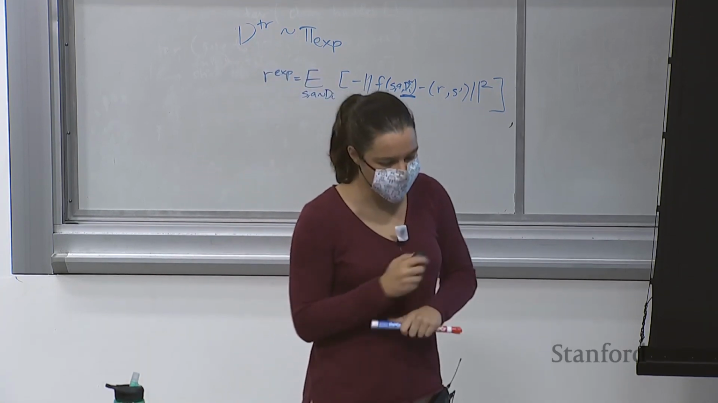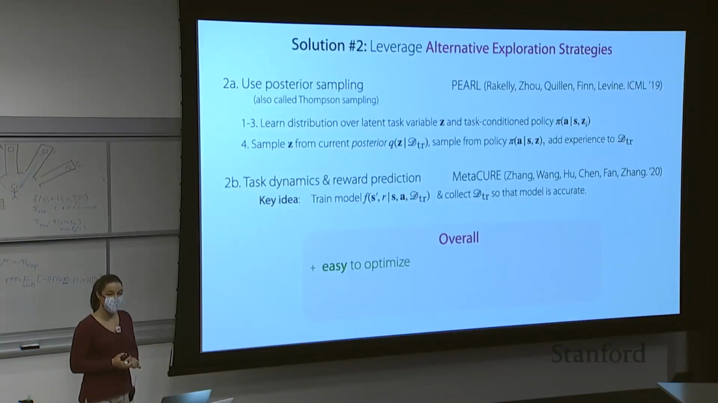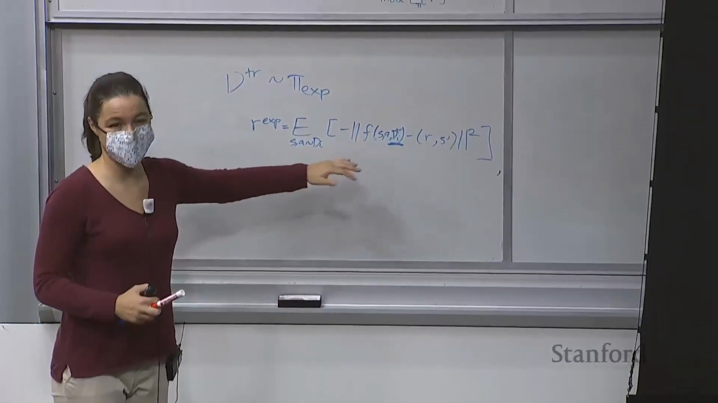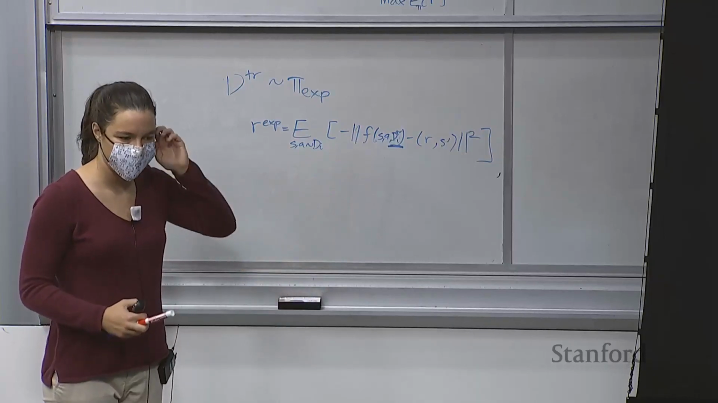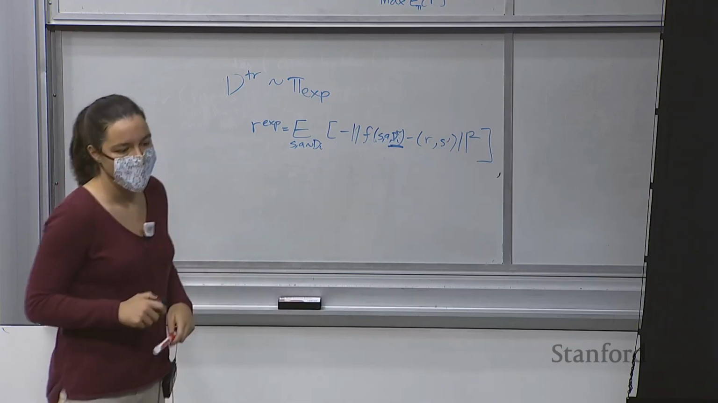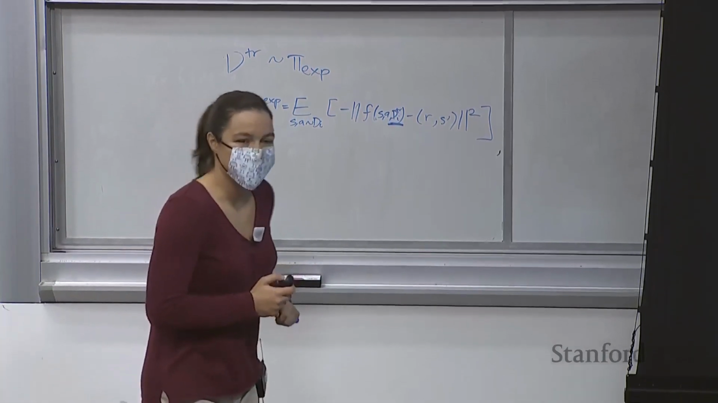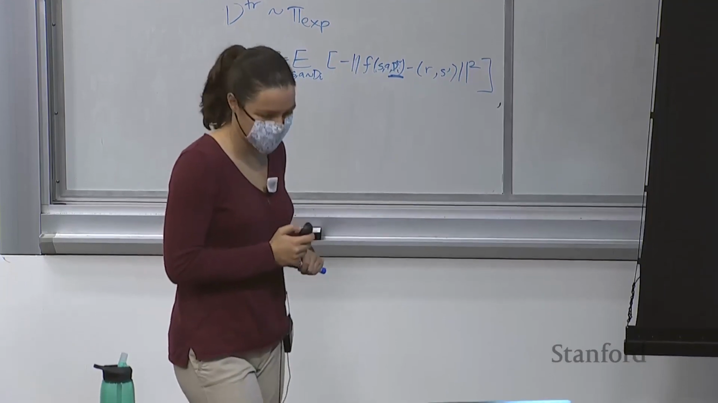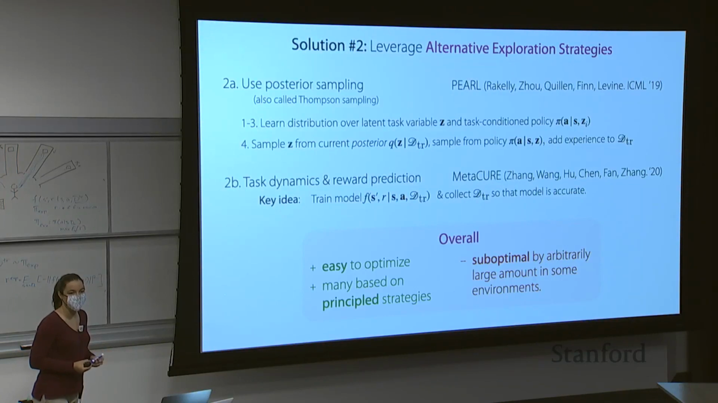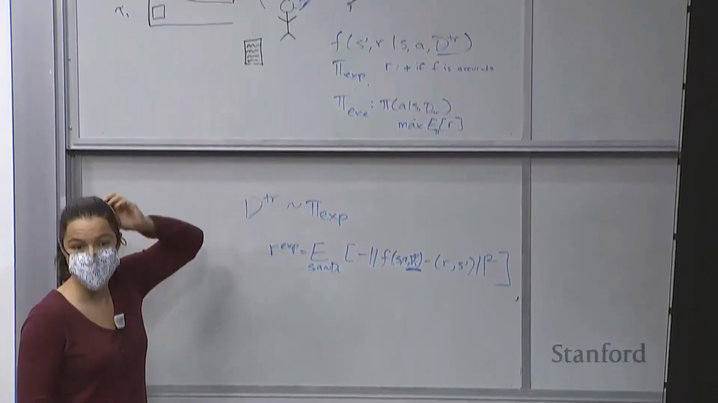Cool. So overall, these approaches are generally a lot easier to optimize than the end-to-end optimization because the objective for the exploration strategy is more decoupled from actually learning to solve the task. They're not optimizing the same objective. A lot of them are based on principled strategies for exploration, but the downside is that these approaches can be arbitrarily suboptimal. So, for example, in posterior sampling, we saw that it won't learn how to read instructions.